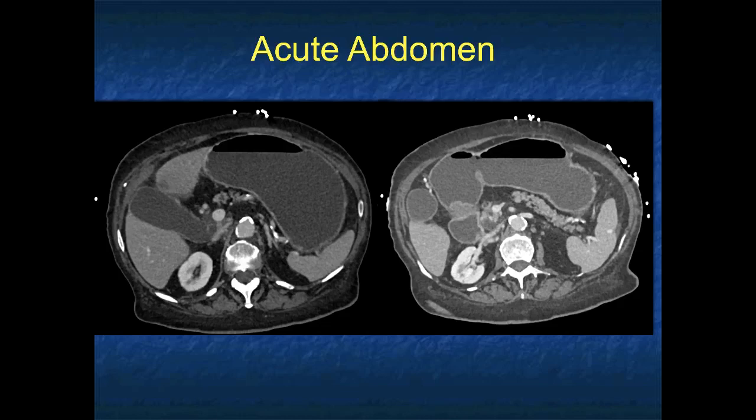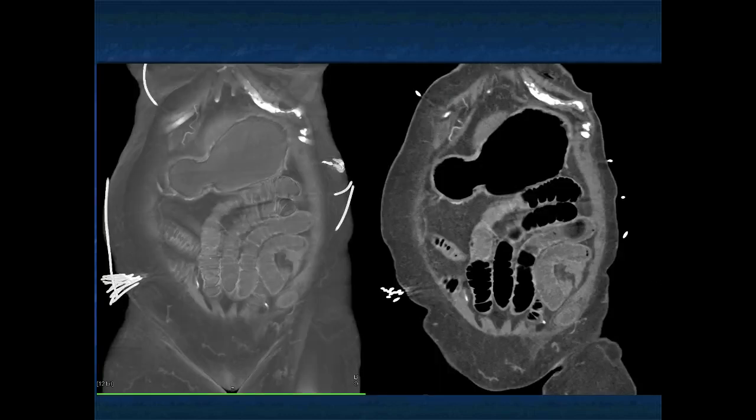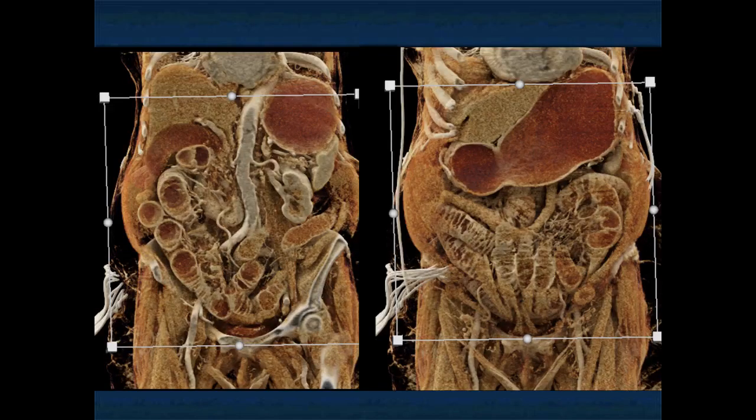Another patient, acute abdomen. Duodenum is distended, but what are we dealing with? We follow it down further, and you see there's a transition point in the left lower quadrant. There's a hernia in the left lower quadrant seen. You can see it on the coronal view, the dilated bowel tracking to the left lower quadrant, and then you see the hernia. You see the hernia on the cinematic rendering like a knuckle.